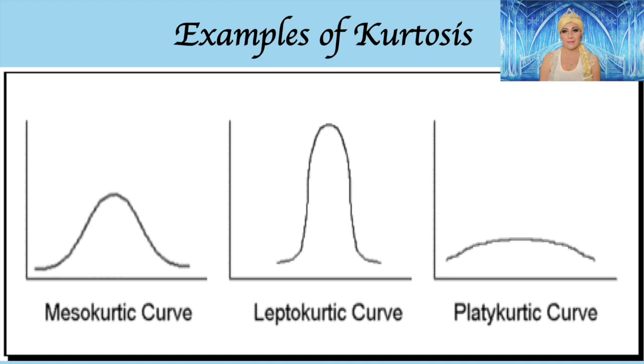So you have mesokurtic, which is most symmetrical. You have leptokurtic, which means more scores are collected at the top of the graph. And you have platykurtic, which means most of the scores are towards the bottom of the graph. So that is basically skewness and kurtosis in a nutshell.